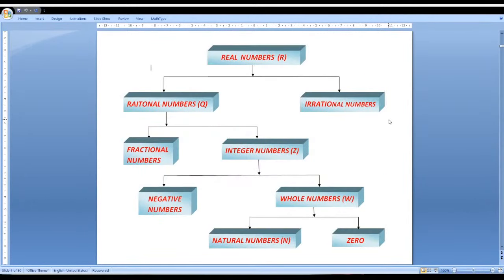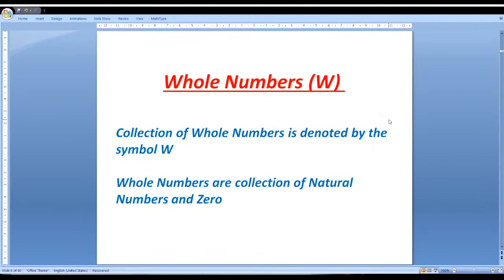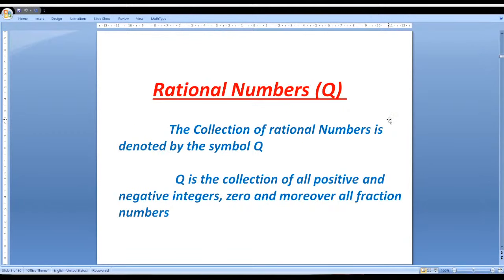We have studied about various types of number chart: real numbers, rational numbers, irrational numbers, fractions, integers, negative numbers, whole numbers, natural numbers, zero. Collection of natural numbers and zero becomes whole numbers. Collection of integers, rational numbers Q, which is denoted by Q, for all positive, negative integers, moreover all fractions plus zero.